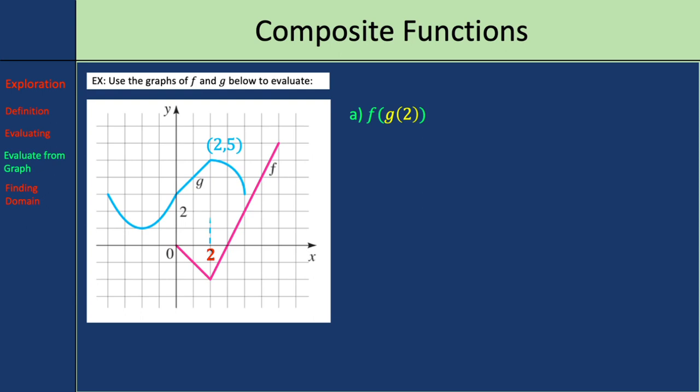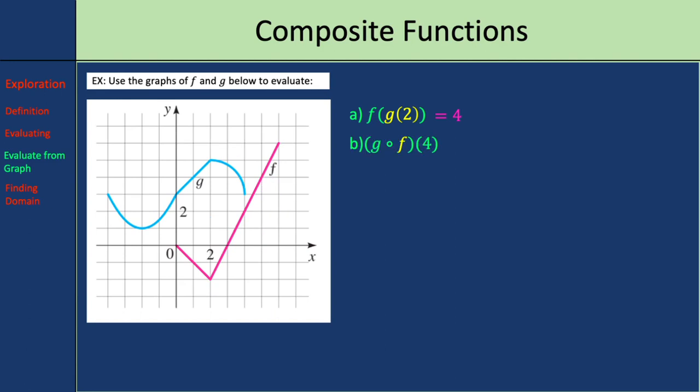Now I take that and I put it into the outside function, which is f. Now I do f of 5. And I go to 5, and I look to the function of f, and that gives me that value right there, which is 4. Input is 5, output is 4, so I get 4. Okay, let's try that again for part B.